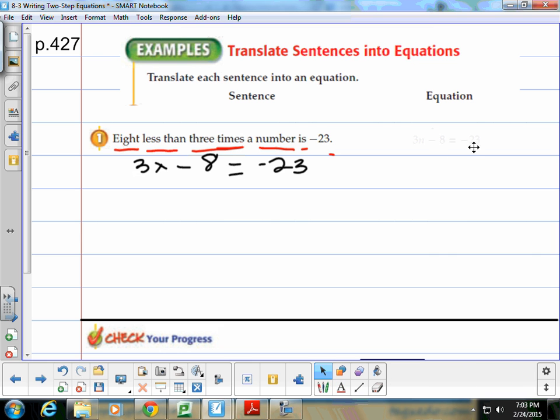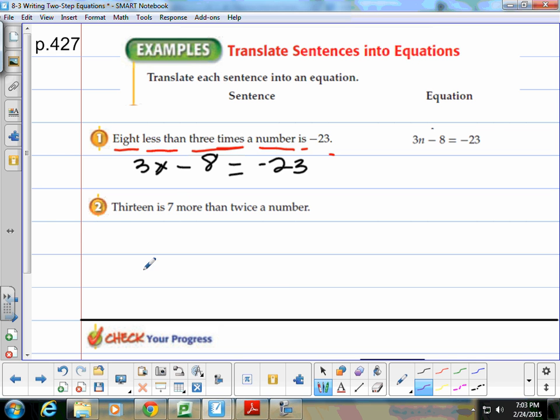So you may see here 3n, and they use n instead of x. As long as it's a variable that we still don't know at the time, that's okay. I tend to use x instead of n. The book tends to use n. Either one is fine. This means the same thing. It means the unknown variable multiplied by 3, subtracted 8, ends up to be 23.